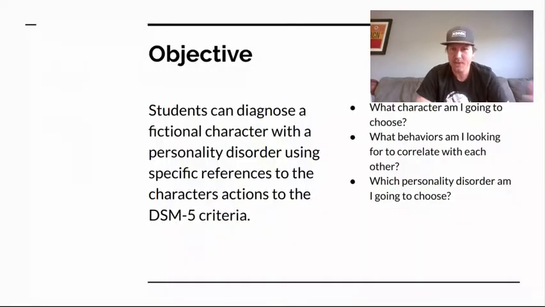So our objective is that you can diagnose a fictional character with a personality disorder using specific references to the character's actions, whatever you watch it in, a film, a TV show, or a celebrity, to the DSM-5 criteria. We're going to be going through some of that DSM-5 criteria today. I've also linked the personality disorder section of the DSM on your Schoology, along with a couple extra resources, like a YouTube movie that gives some examples from movies of what it looks like.